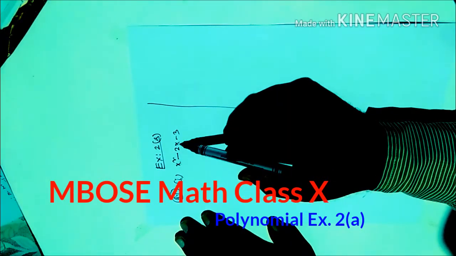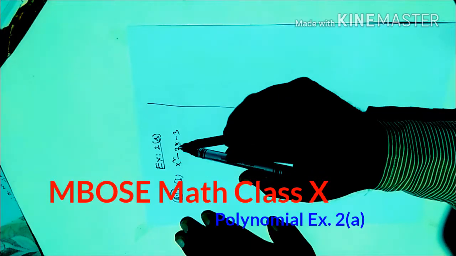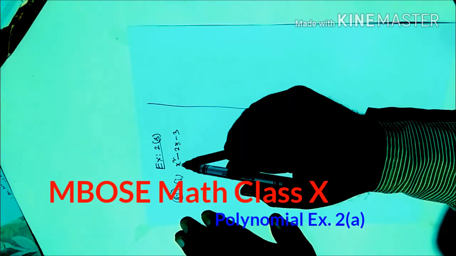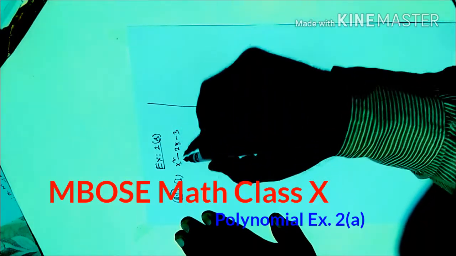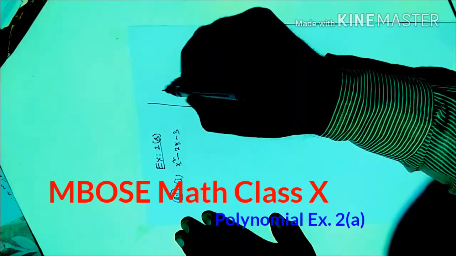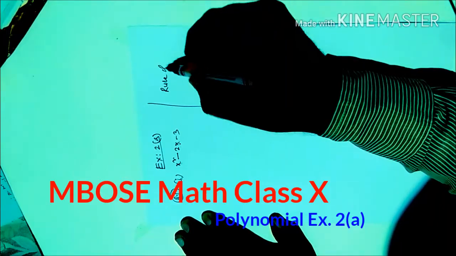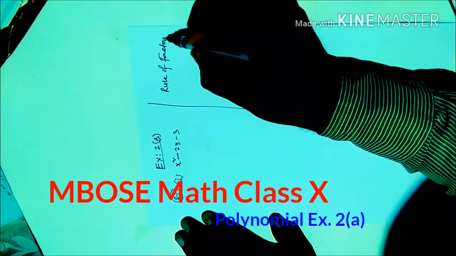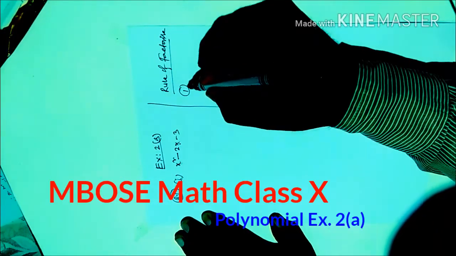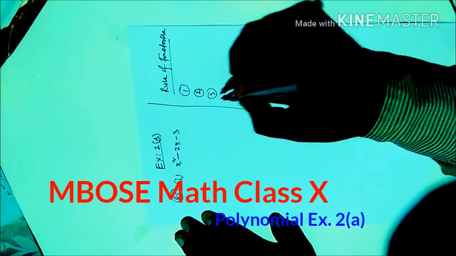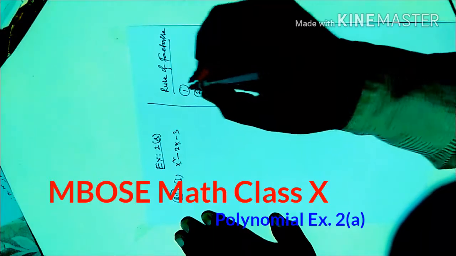The variable is here x, here also x. So how to find the value of variable x? For this you have to factorize. Before factorizing, you have to know the rules of factorization. So what are the rules of factorization? I am giving number 1, number 2, number 3, number 4, serial wise.